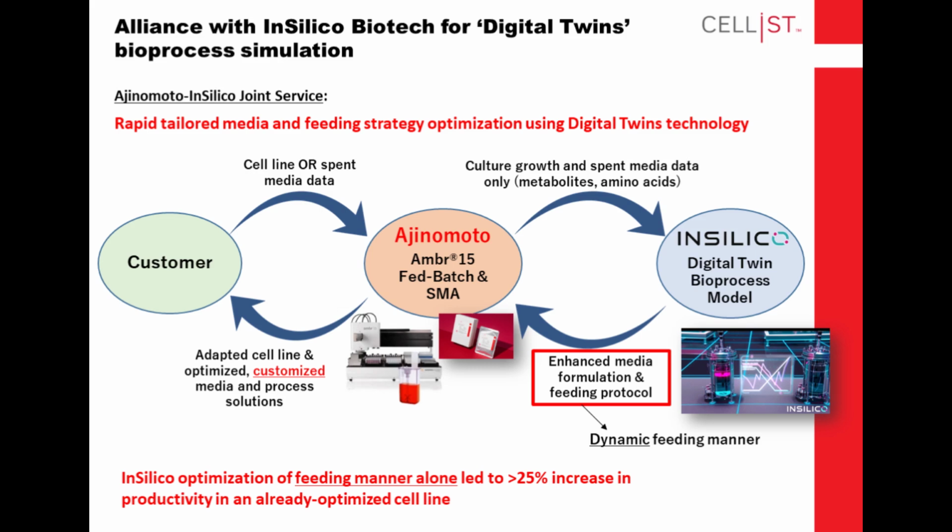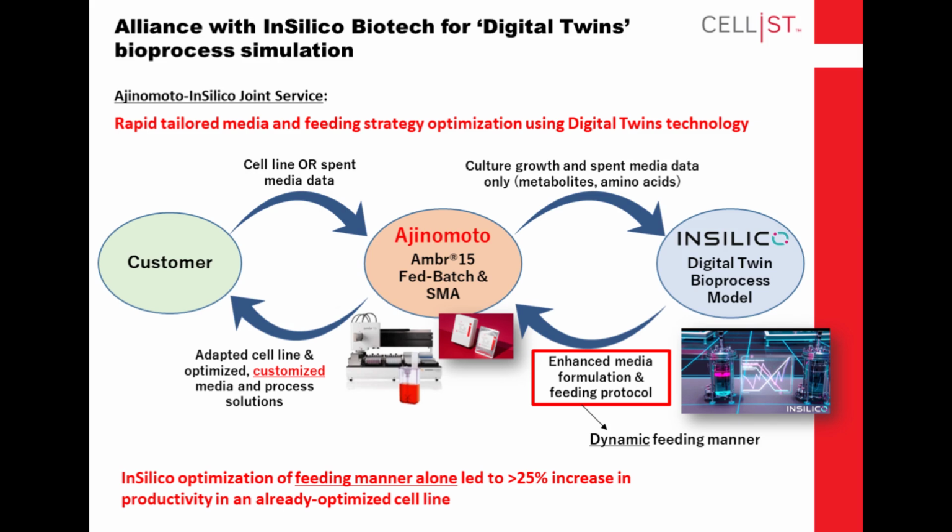The main idea is that the customer can give us the cell line, or perform the experiment by themselves and give us the data or the spent media for our analysis. Only one set of experiments is needed. This data can be given to In Silico, and they will produce a digital twin bioprocess model and use it to optimize the media formulation as well as the feeding protocol, the feeding manner. That could be done in a matter of weeks. So you can optimize your media and your feeding in a month or less than 2 months in total.